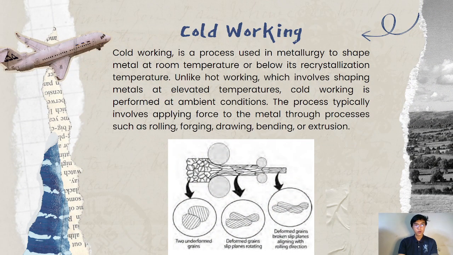Cold working. Cold working is a process used in metallurgy to shape metal at room temperature or below its recrystallization temperature. Unlike hot working, which involves shaping metals at elevated temperature, cold working is performed at ambient conditions. The process typically involves applying force to the metal through processes such as rolling, forging, drawing, bending, or extrusion. You can see the picture. These are the grains, the deformed grains, slip plane rotation, broken slip planes aligning with the rolling direction.